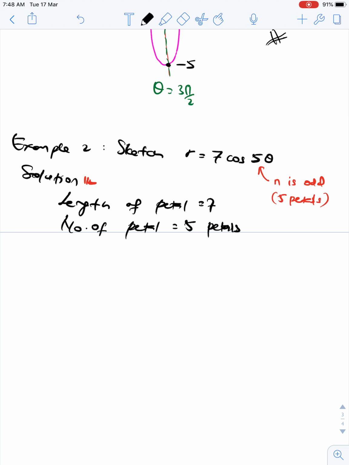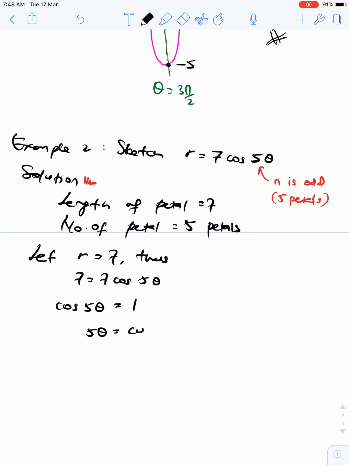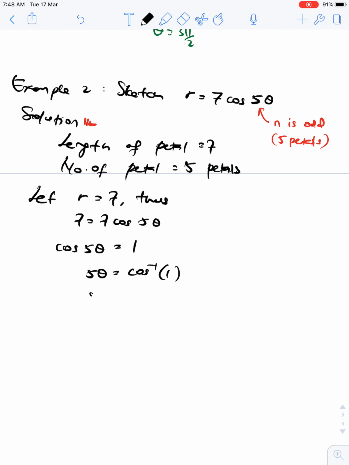Alright, using the same step, we let R equal the length of petals, so R equals 7. Thus, we have 7 equals 7 cos 5 theta. So divide by 7, we have cos 5 theta equals 1. So 5 theta equals arccos of 1. Again, you can use your calculator. Then you can find that arccos 1 equals 0.